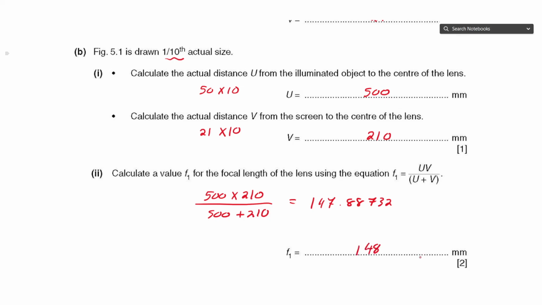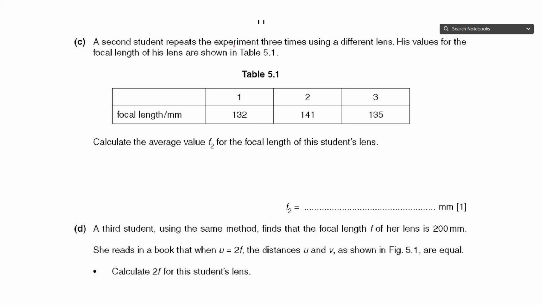Part C says a second student repeats the experiment 3 times using a different lens. His values for the focal length of his lens are shown in table 5.1. Calculate the average value f2 for the focal length of this student's lens. So we add the values 132 plus 141 plus 135, then we divide by the number of readings, 3. That gives an exact value of 136 millimeters.